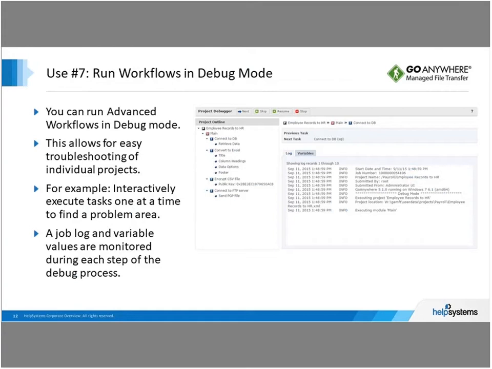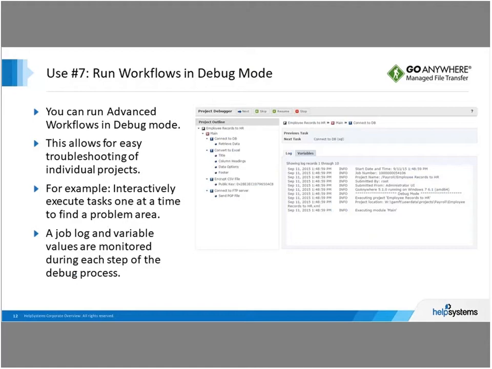Let's move on. Number 7, run workflows in debug mode. Now here, we can run the advanced workflows in debug mode, meaning this allows for nice, easy troubleshooting of those individual projects. So we're going through, and I realize this graphic is a little light. We'll go through a debug mode when we get into the demo here. But in this case, we can go through step by step.